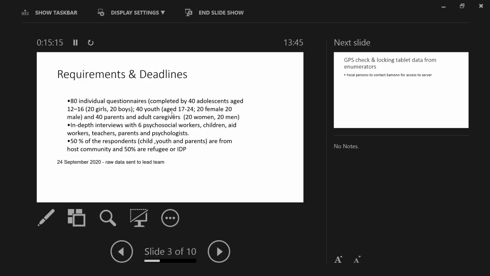informants. And then the last bullet point is that 50% of the respondents are from what we call a host community, and 50% are refugee or IDP. And when we say refugee, this is important for the context of Palestine. We are actually looking for refugees from the recent conflict, for example, Iraq or Syria. And not so much Palestinians that have been in host communities for, I don't know, a much longer time.